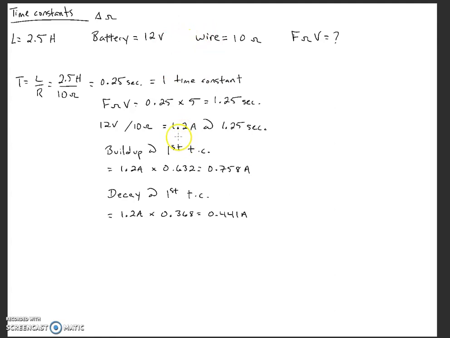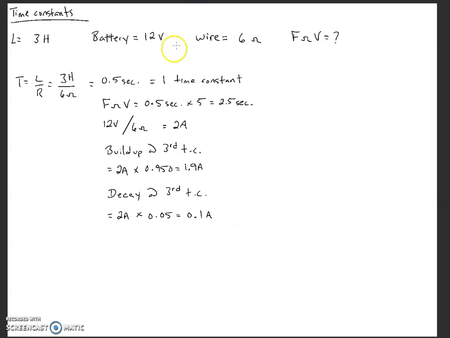It took 1.04 seconds. Here, we increased the amperage, and the time to reach its full Ohm's law value also went up, because we have more amperage that we have to build to. If you keep going with this and change this to 8 ohms, those numbers are just going to keep climbing, because your amperage is going to keep getting larger. So for the buildup at the first time constant, take our amps in the circuit, multiply by the table value for the first time constant, and we get these values, 0.758 and 0.441.